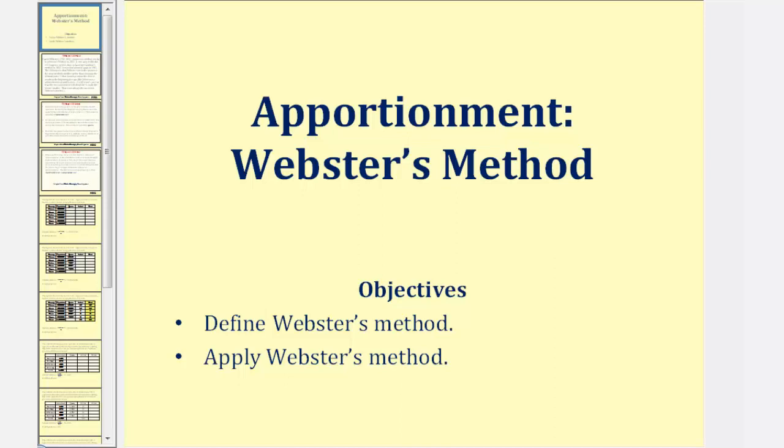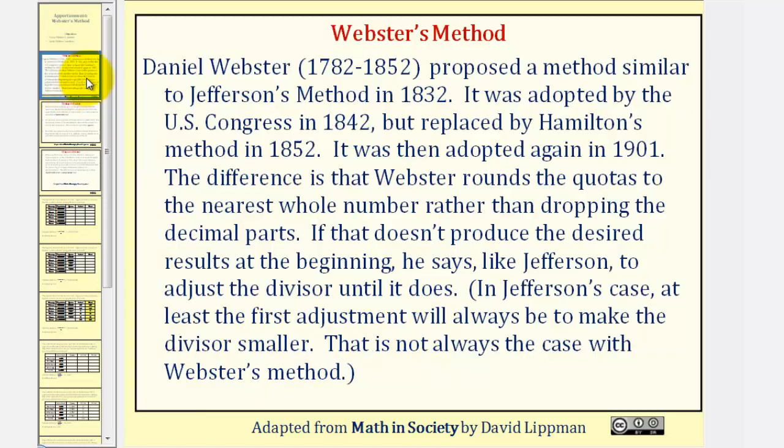Welcome to a lesson on Webster's method of apportionment. Daniel Webster proposed a method similar to Jefferson's method in 1832. It was adopted by U.S. Congress in 1842, but was replaced by Hamilton's method in 1852. It was then adopted again in 1901.